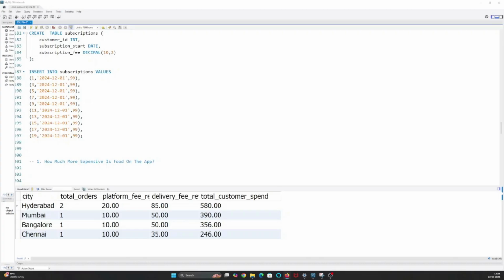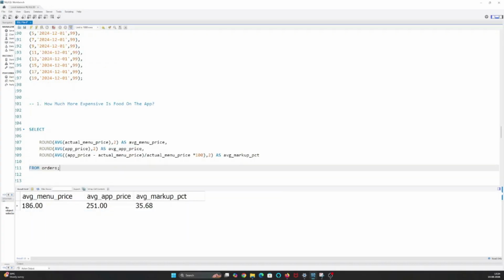Question 1. Which orders have the highest markup? (App price minus actual menu price) divided by actual menu price, into 100. What this formula does is calculate the percentage increase applied by the app. Example, menu price is equal to 150, app price is equal to 210, markup 40%, meaning the app increased the food price by 40% before adding any fees.